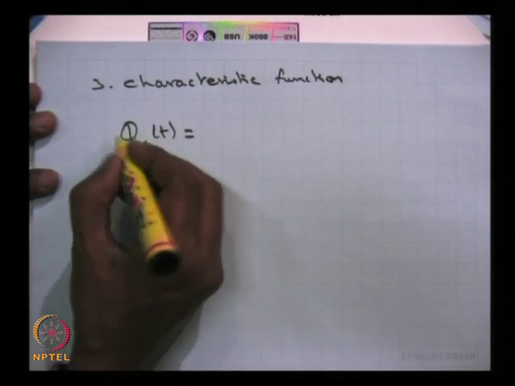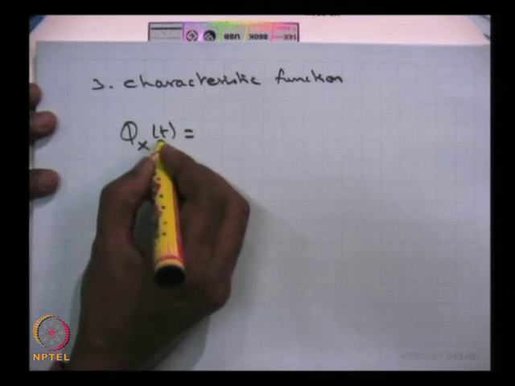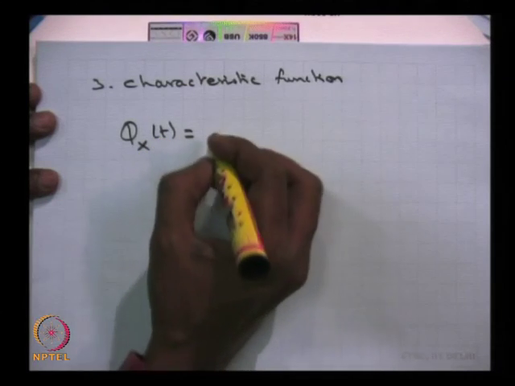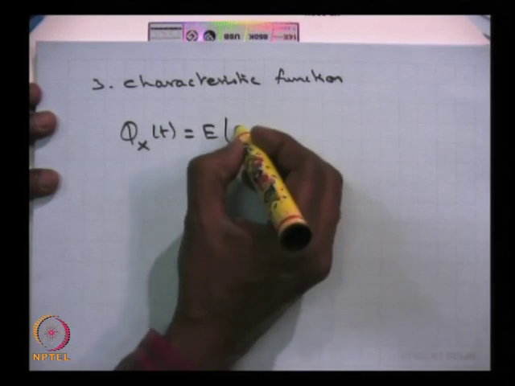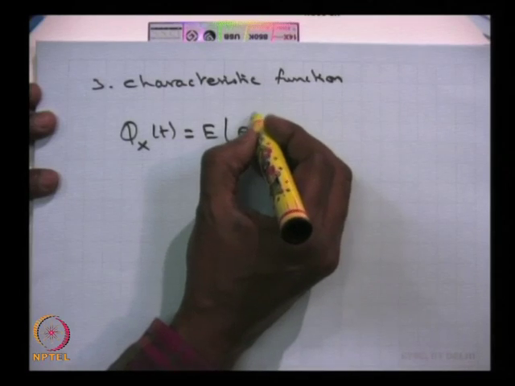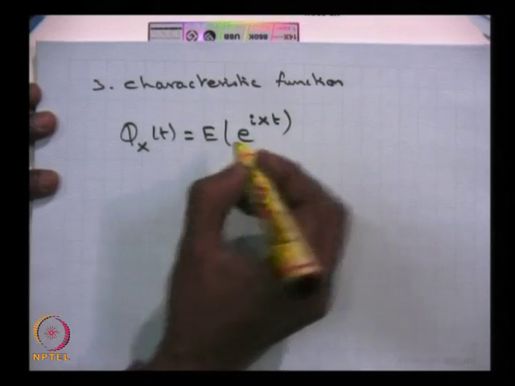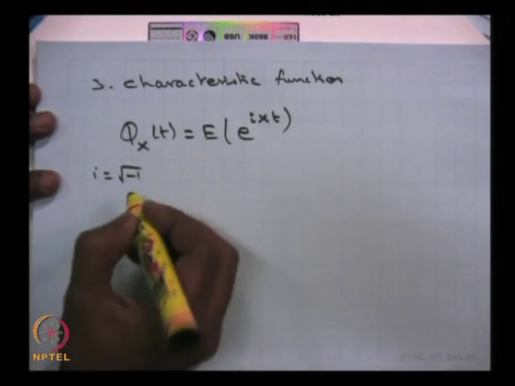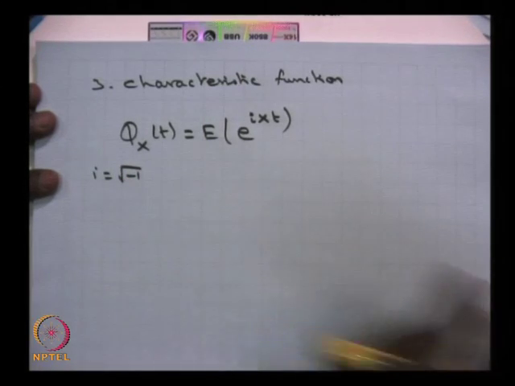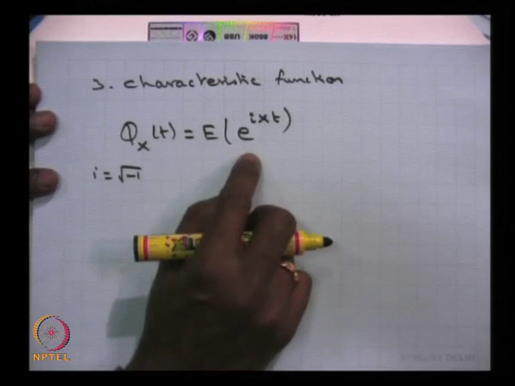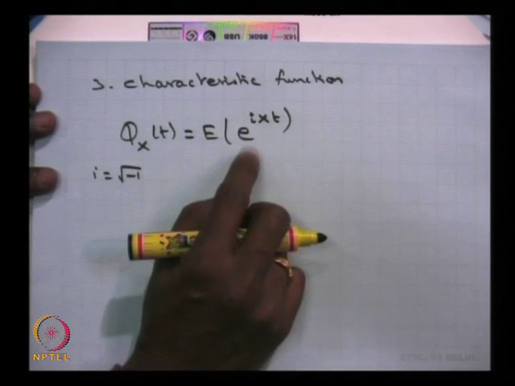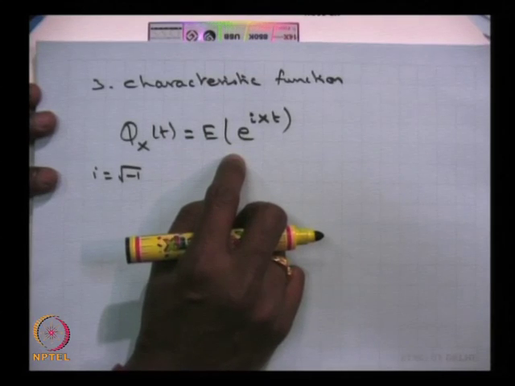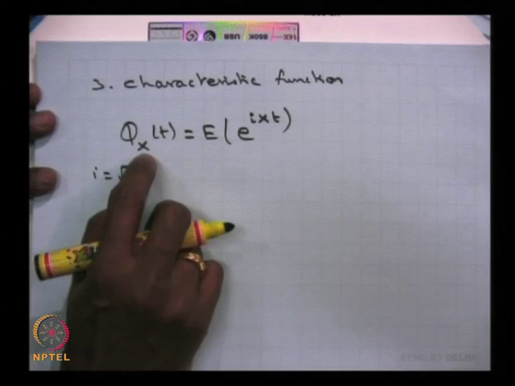I am using the notation psi suffix X as a function of t, which is the expectation of e power i times Xt. Here i is the complex number, the square root of minus 1. This plays a very important role, because this expectation always exists whether the moment exists or not. Therefore, the characteristic function always exists.